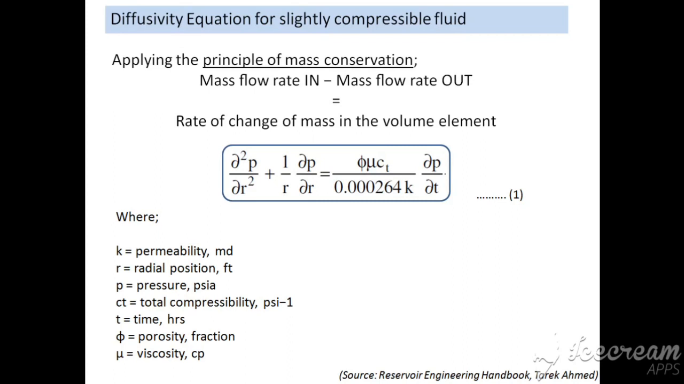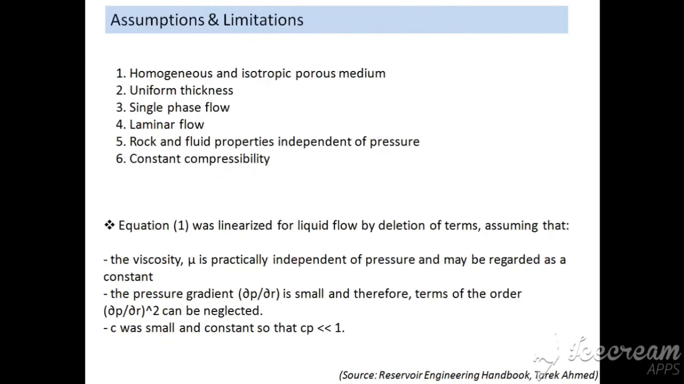that is derived by applying the basic principle of mass conservation: mass flow rate in minus mass flow rate out is equal to the rate of change of mass in the volume element. So this is the final equation that we arrive at after assuming many things in between, and this is in field units, and here are the depicted terms that we have taken into consideration.